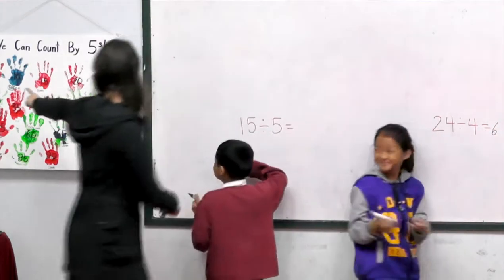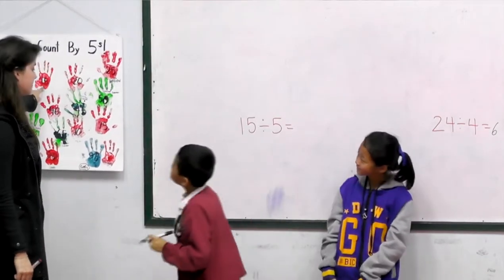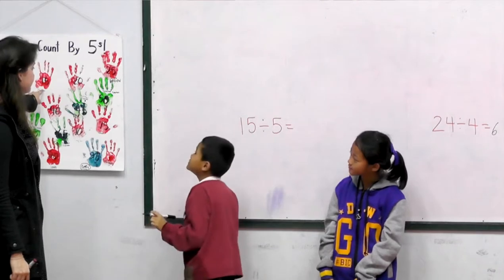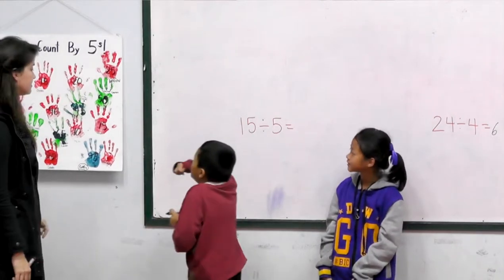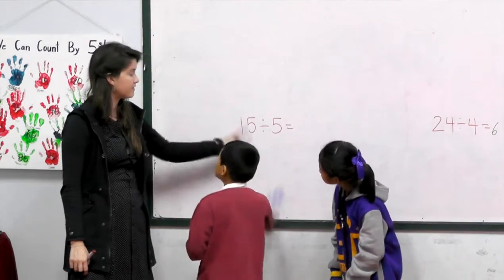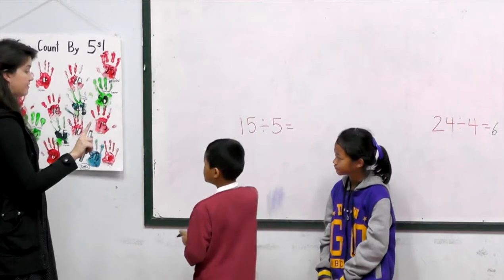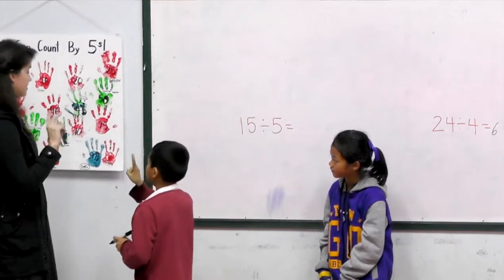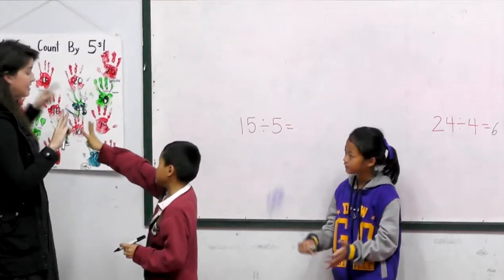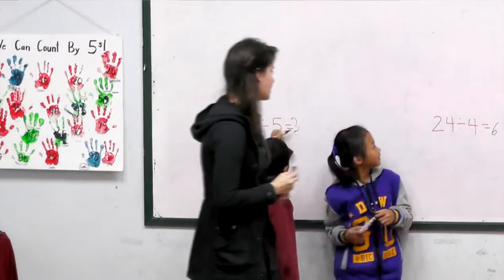Count by 5s. 5, 10, 15, 20. What number are we looking for? We're looking for 15. Let's count by 5s. Here we go. 5, 10, 15. 15. How many do you have? 3. There you go.